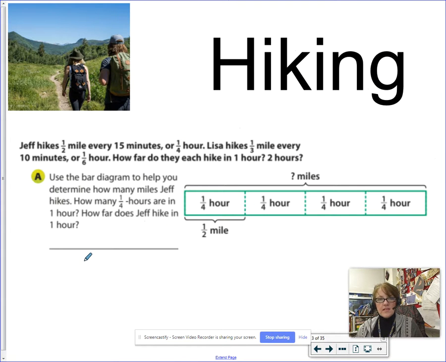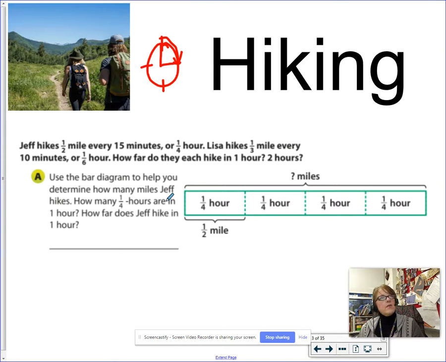All right, so let's take a look at this first example. You're hiking, okay? Actually, not you. Jeff and Lisa are, all right? And so it says Jeff's rate here, he's hiking a 1/2 mile every 15 minutes. And if you think of a clock, okay, like this, 15 minutes is from here to here. That's 1/4 of an hour, okay?